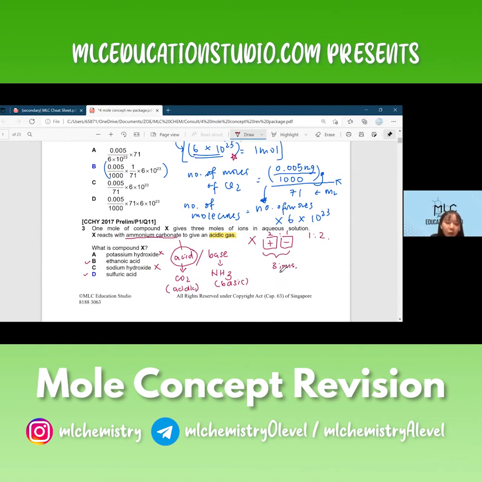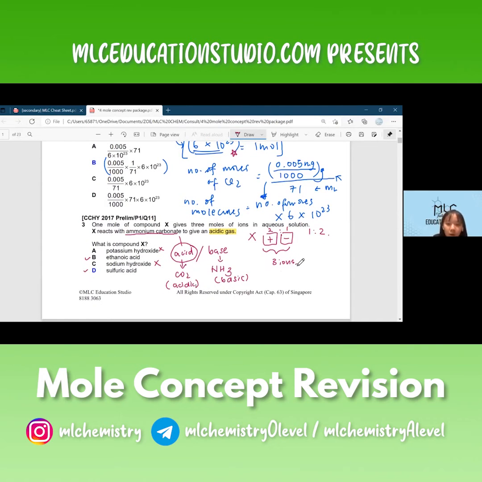And look at this, you need 3 ions. CH3COOH, this is ethanoic acid. You get ions, which is CH3COO minus and H plus. 1 plus 1 total, I have 2 moles of ions. If you look at sulfuric acid, I will give 2H plus and SO4 2 minus, which totals up to 3 ions. So therefore it should be D because I want 3 moles of ions.